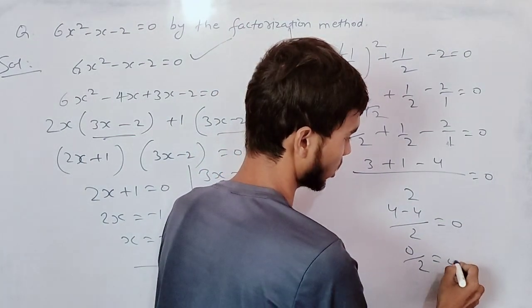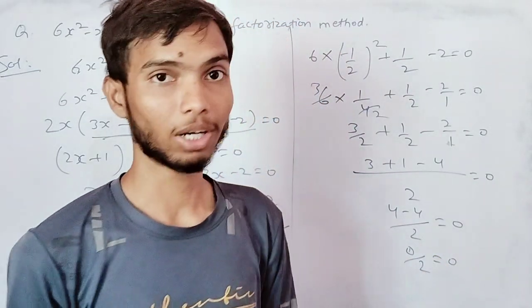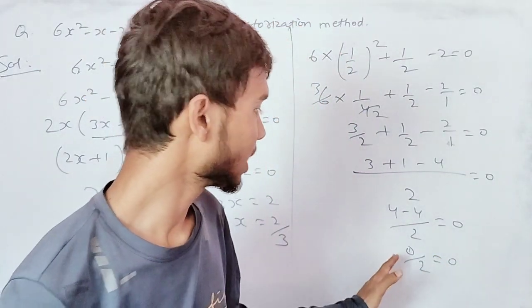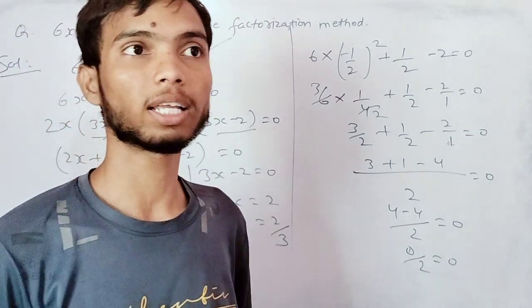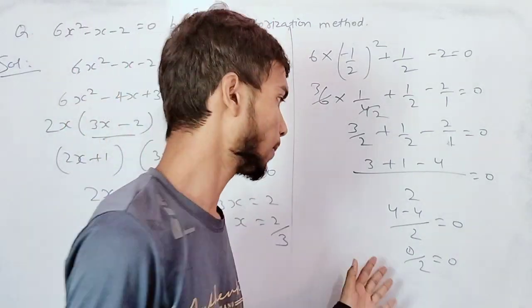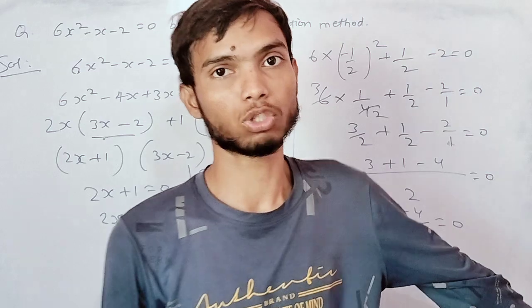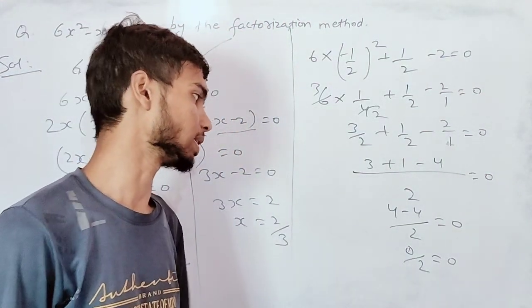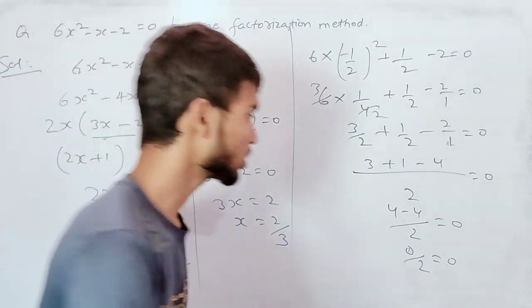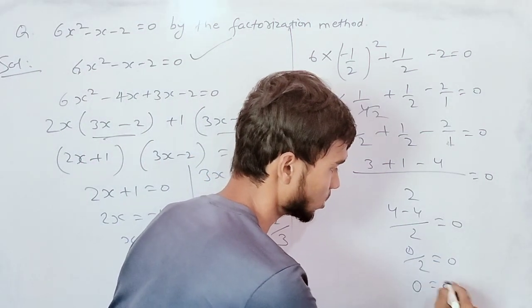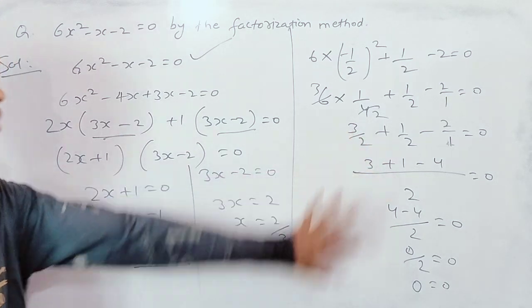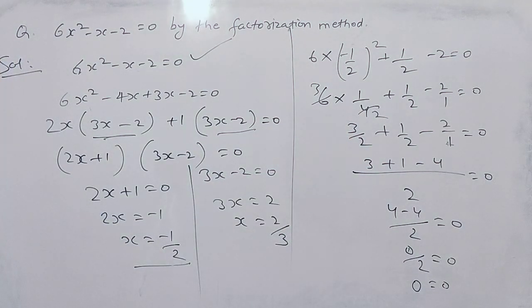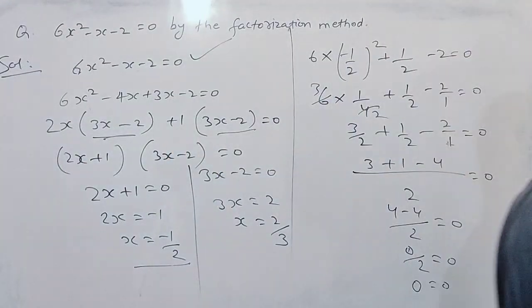0 upon 2. So here 0 is in the numerator. If 0 is in place of a denominator, then it is known as infinity. But 0 is in place of a numerator, that's why it is not infinity. It is finite. So here this will give us 0 is equal to 0. Now you can see both sides are equal. That's why our answer is correct.